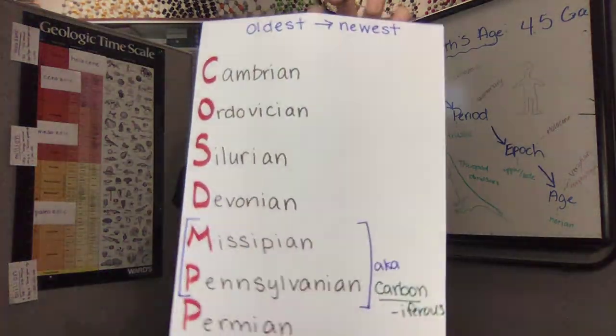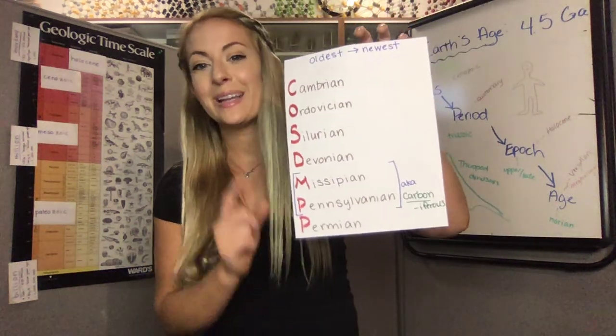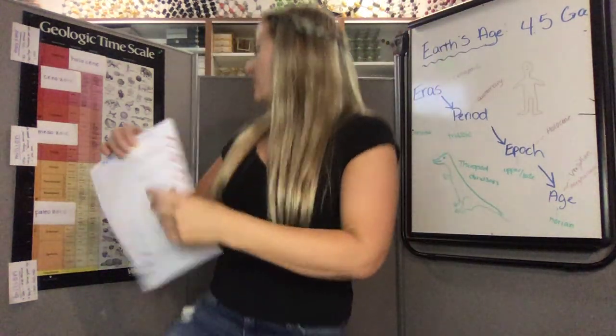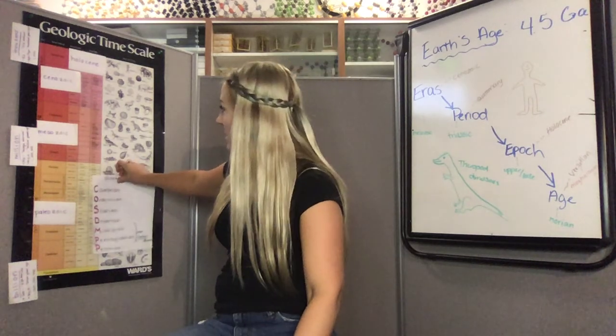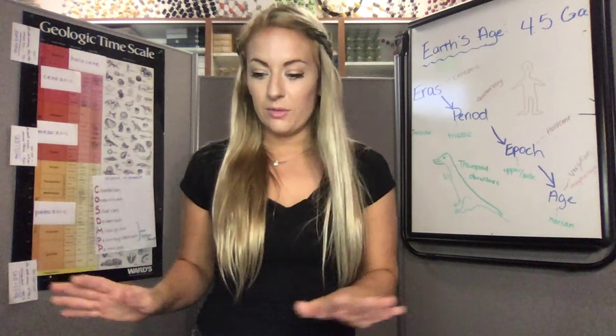And those letters respectively stand for the Cambrian, Ordovician, Silurian, Devonian, Mississippian, there we have it misspelled, Pennsylvanian, and Permian. So those are the periods of the Paleozoic. Now moving on to the Mesozoic. Most of you, probably all of you, have heard of Jurassic Park.